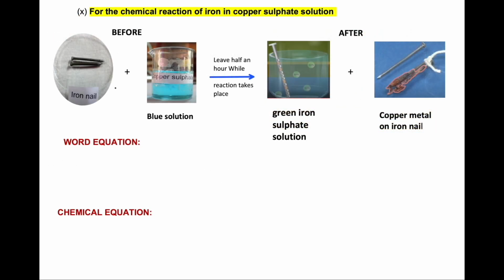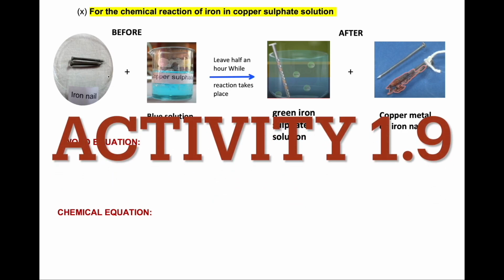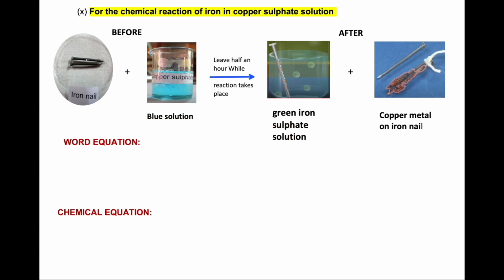Last but not the least, children, let us write down the word equation and the chemical equation for the chemical reaction of iron in copper sulfate solution. This is activity 1.9 given in our NCERT. In this activity, two iron nails are taken, one for performing the experiment and the other for comparing it. These iron nails are cleaned by rubbing them with sandpaper so as to remove the oxide deposits from the surface.